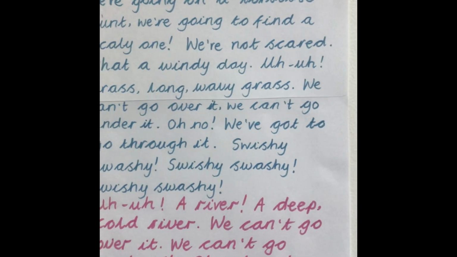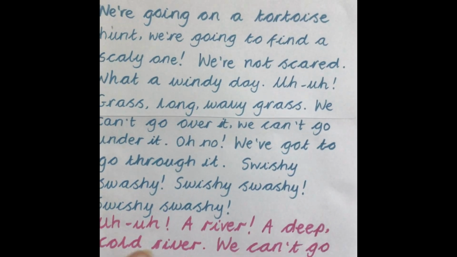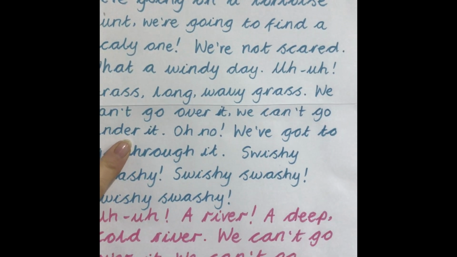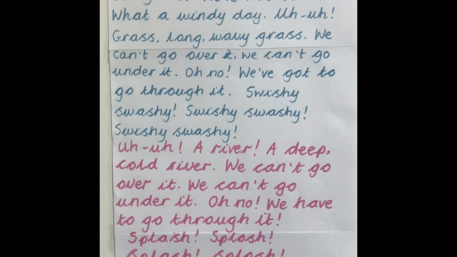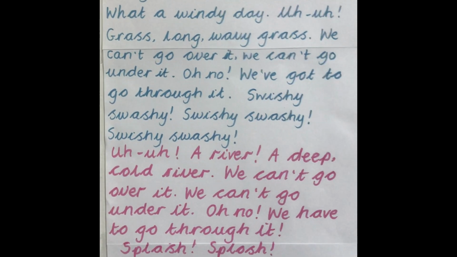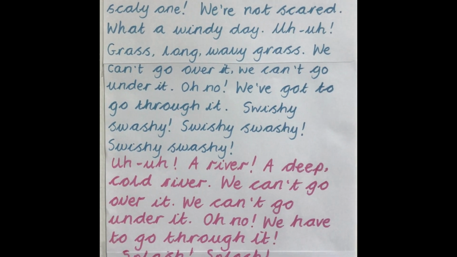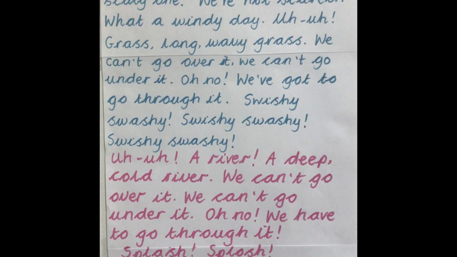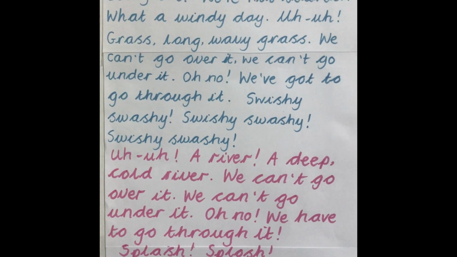Okay, so I'm going to show you now 2 options for you to do your writing. I've got the beginning of my story here, written in blue, and underneath I'm now carrying on with the middle part of the story. So we've got 2 options that you can choose. The pink option is if you're feeling really confident with your writing today. So I've written, uh-oh, a river, a deep cold river. We can't go over it, we can't go under it.